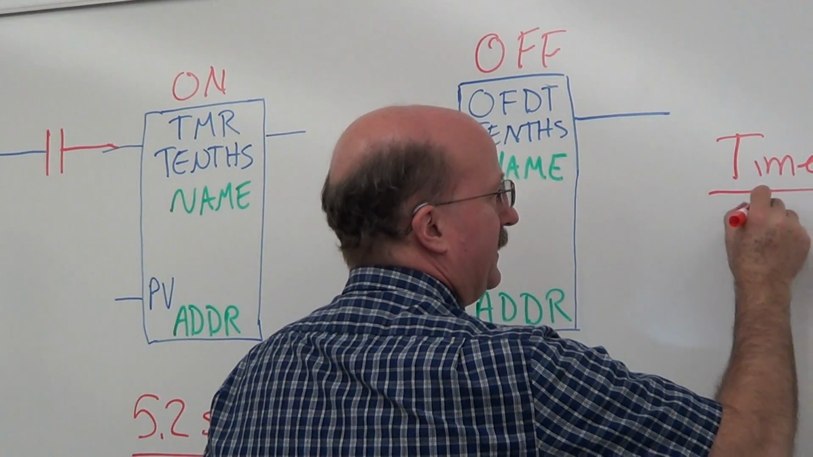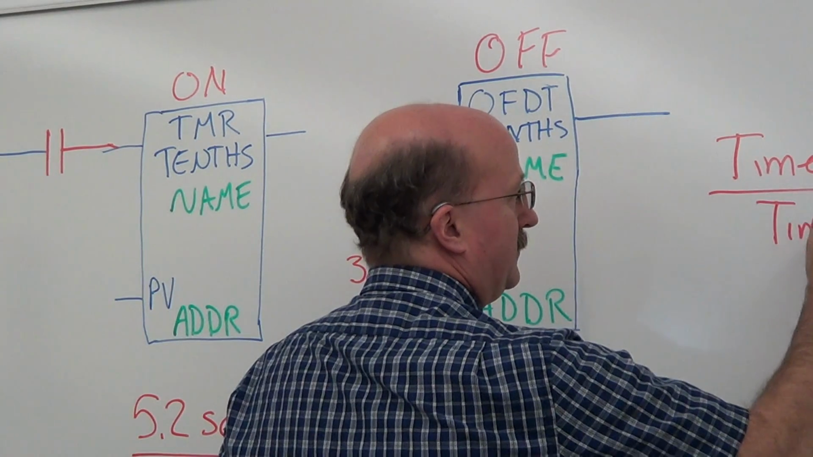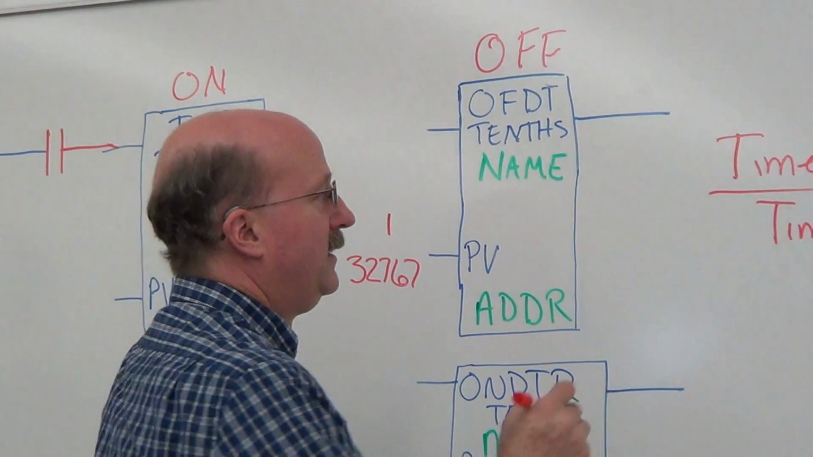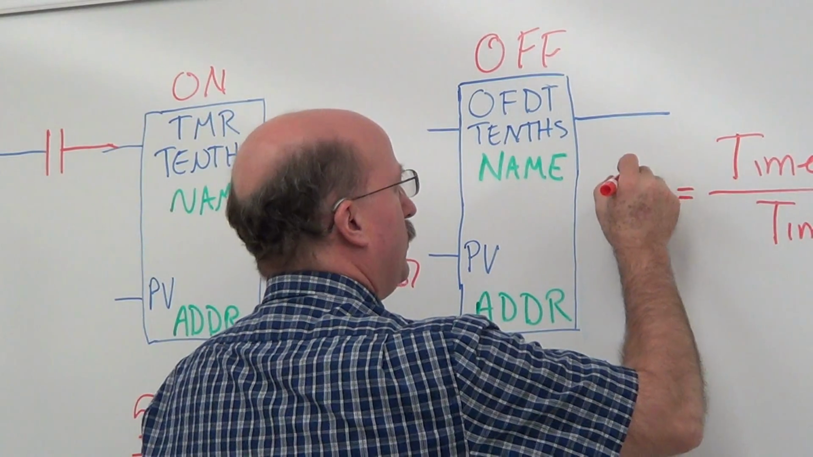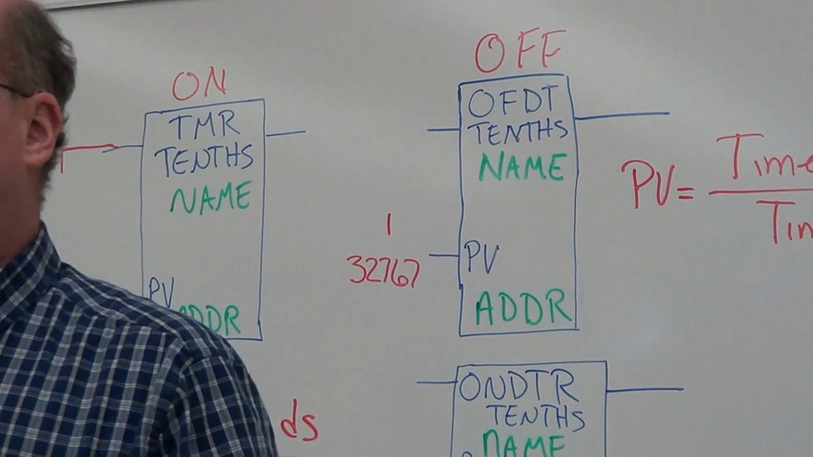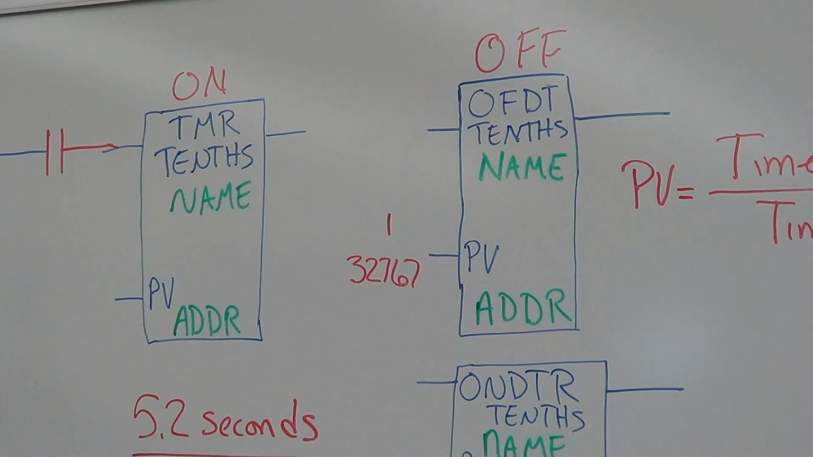Divided by your time base. Okay? And that's going to be equal to your PV. Your preset value is the time needed divided by the time base. What the heck is a time base?